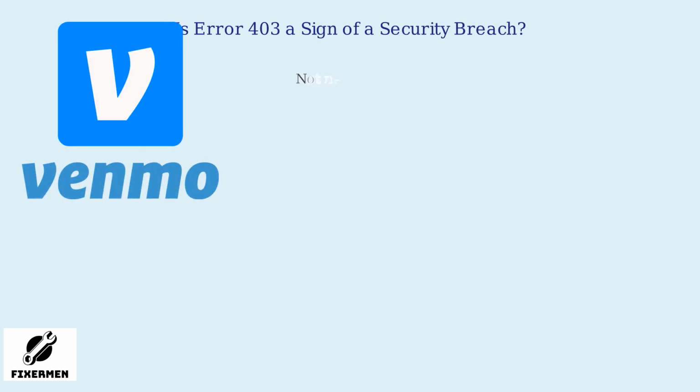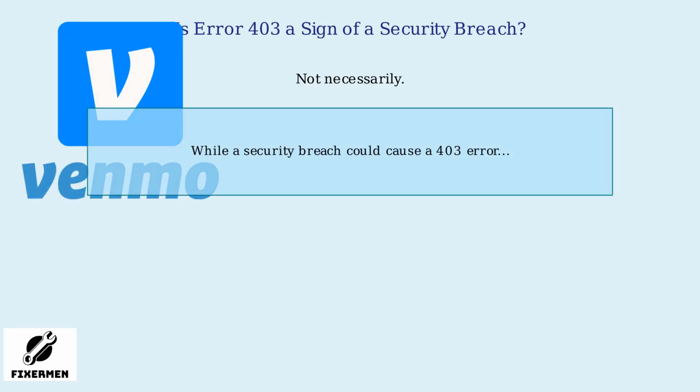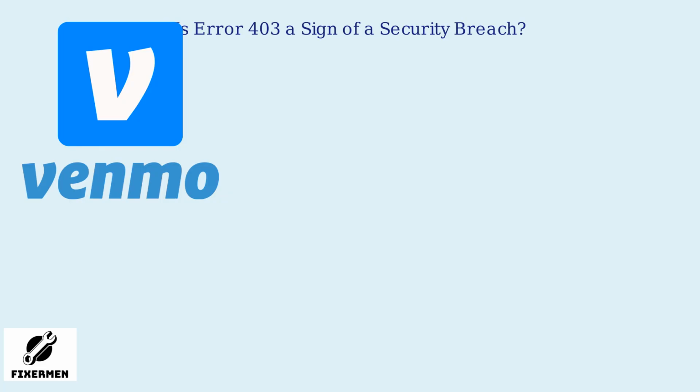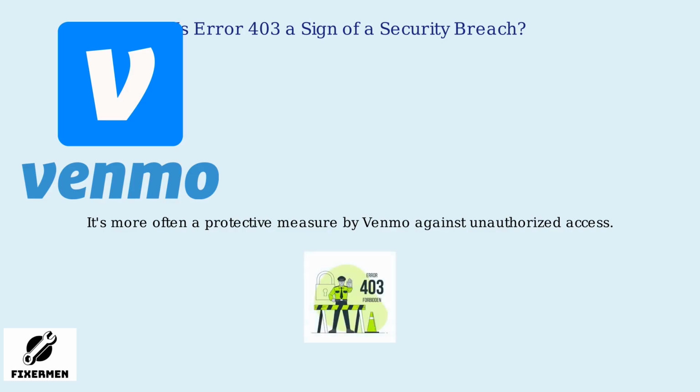Is Error 403 a sign of a security breach? Not necessarily. While a security breach could cause a 403 error, it's more often a protective measure by Venmo against unauthorized access. This error aligns with Venmo's security protocols designed to prevent fraud. A vast majority of access denials actually block suspicious transactions.